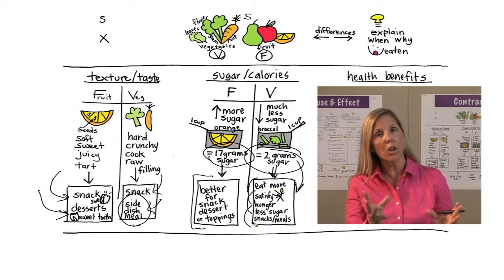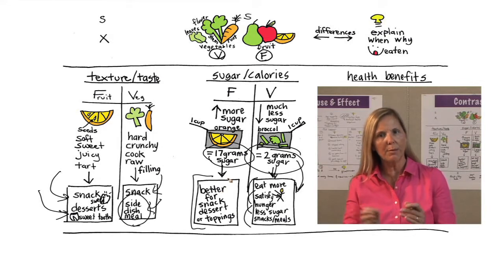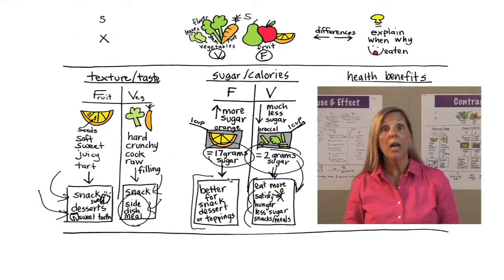Vegetables, you can eat a larger amount of, and they satisfy your hunger because you can eat so much of them because of the less sugar and calories, as well as it can be used for many different parts of your diet, while the fruit is a little bit more limited. Okay, let's go to health benefits.